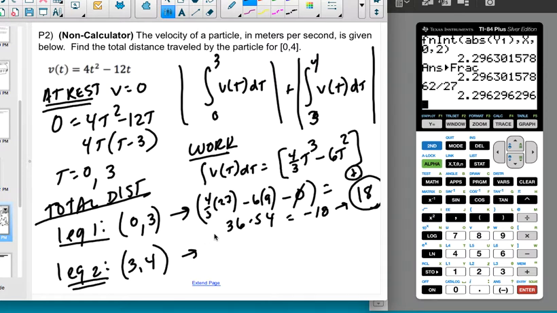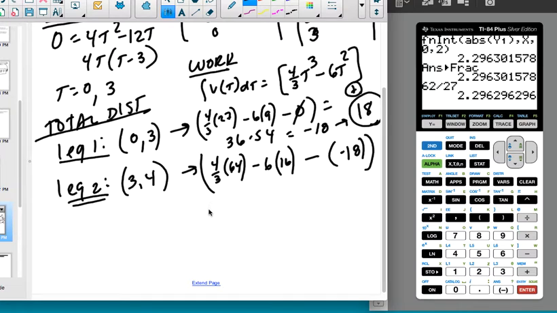From 3 to 4, we already saw that when we plug in 3, we end up getting a negative 18, right? So when I do 3 to 4, I can go ahead and plug in 4. This is going to be 4/3 of a 64 minus 6 times 16, minus, and then we already saw what happens when I plugged in 3. I got a negative 18, so it'd be minus a negative 18. So we can clean this up. I can't make it better than 64 times 4 over 3, like it's a 256 over 3, but I can't make that much better. Minus a 96 plus an 18.